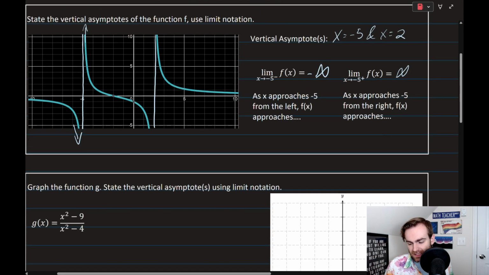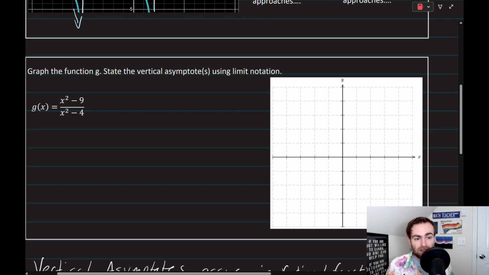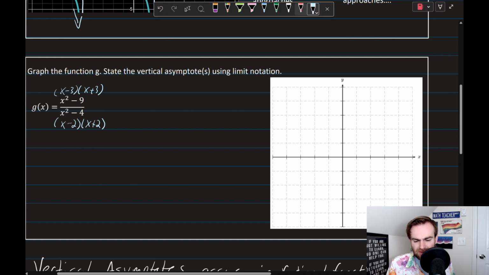So let's continue. We have this function here, and we're not given a graph. Super scary. We want to state the vertical asymptotes using limit notation. Well, let's factor this sucker. We get x minus 3 times x plus 3, and then x minus 2 times x plus 2. So we get some zeros and asymptotes to work with. We get 3 and -3 for zeros, and 2 and -2 for asymptotes.